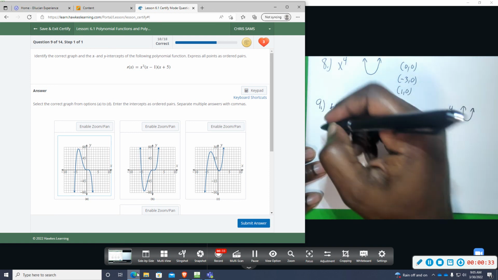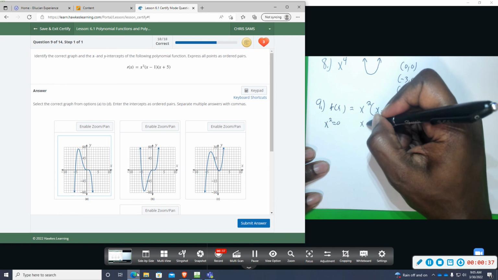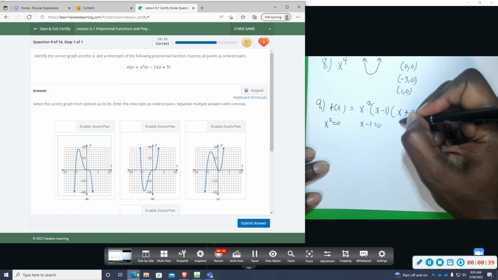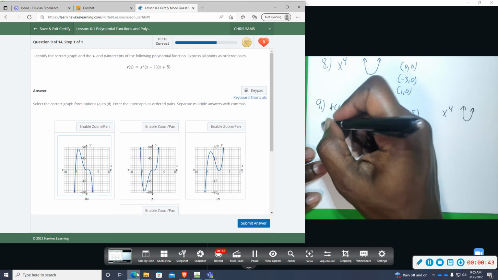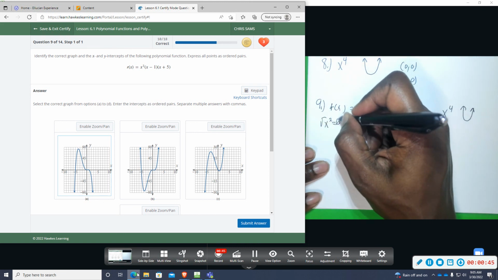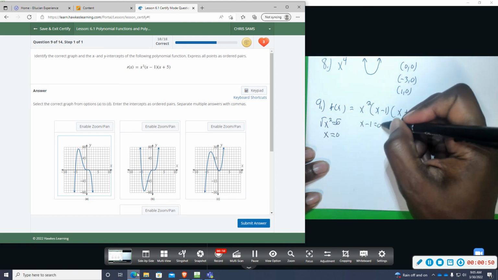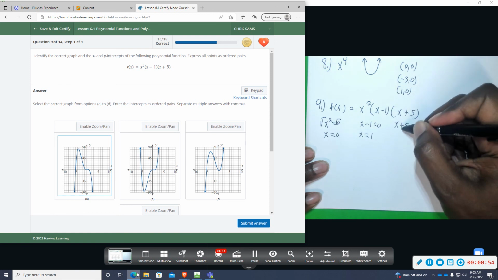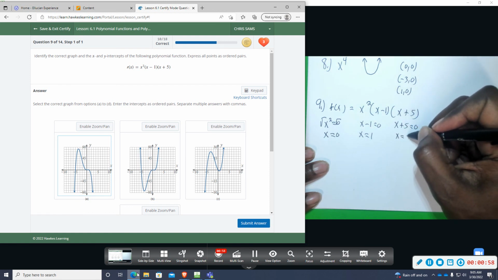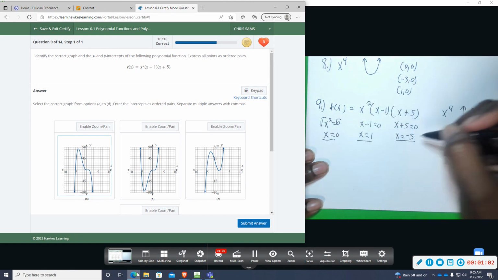I can find my intercepts by just setting each of these equal to 0 and solving. You would take the square root of both sides. Square root of 0 is 0, so you have x equals 0. Add 1 to move this negative 1 away, and you get x equals 1. Subtract 5 from both sides to get rid of this, and you get x equals negative 5. So you get all your x-intercepts right there.